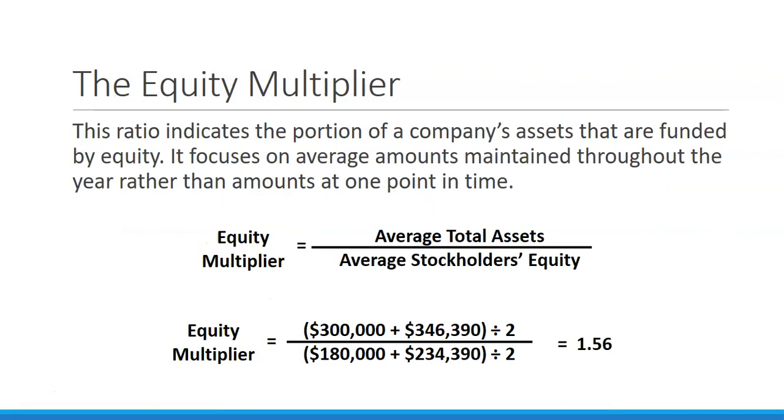This is the equity multiplier. So this ratio indicates the portion of a company's assets that are funded by equity. So equity, remember, is retained earnings and the stock that we have sold. We take average total assets and divide by average stockholders' equity to get the equity multiplier.